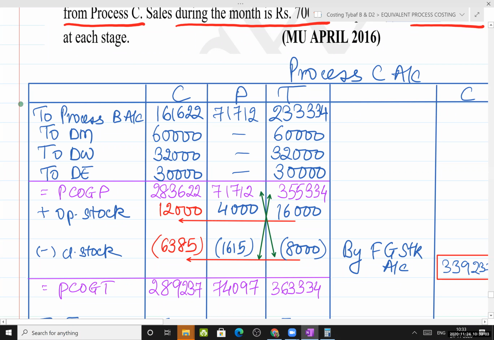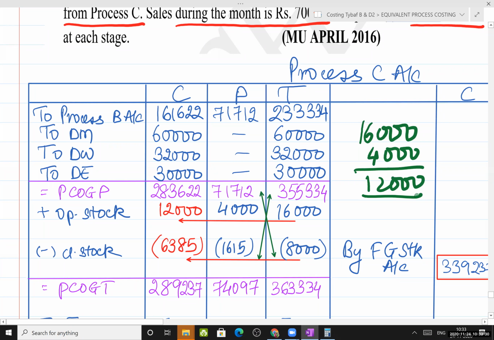Same thing, add all three, you will get the prime cost. Material, labor, expenses is prime cost. Right? Then opening stock is how much? 16,000. In that, 4,000 is profit. So the 12,000 is the cost price of the opening stock. Okay? Don't forget these things.